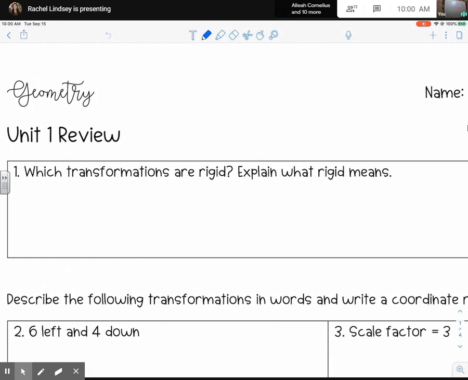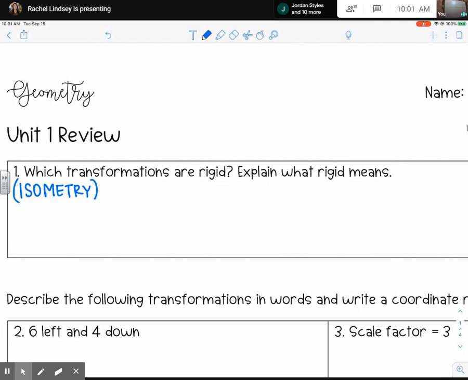I'm going to explain what rigid means first. So what's another name for a rigid transformation? Anybody remember what it was? An isometry. That's another word for it. It's an isometry.